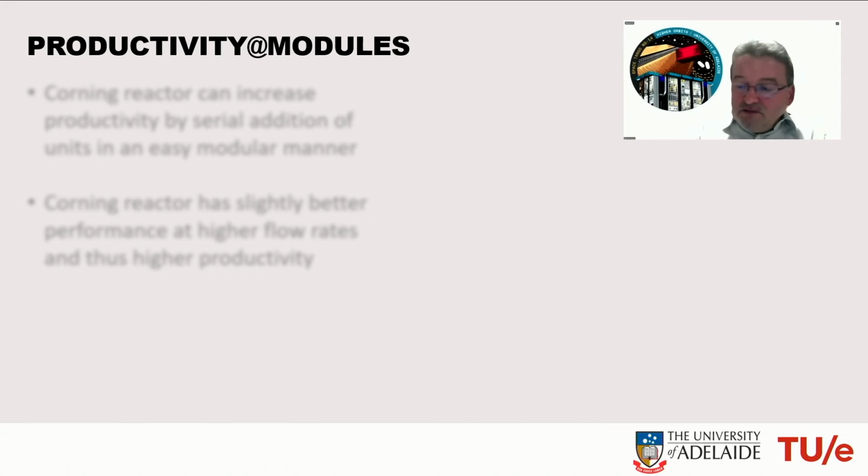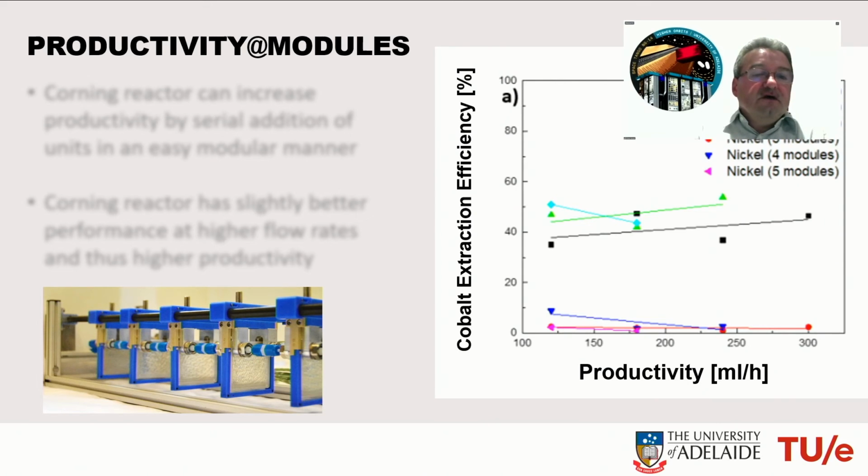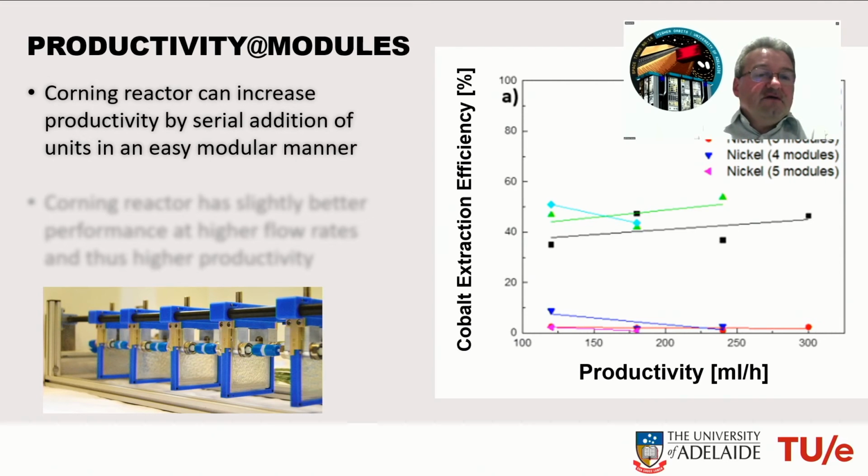Now, if we compare the two modules, you might remember we have the coiled flow inverter and we have the Corning reactor. We can use the Corning reactor to increase the productivity by adding a number of modules. This is what is called numbering up in microfluidics. And you see it works. It's not a phenomenal increase, but we can increase the productivity.